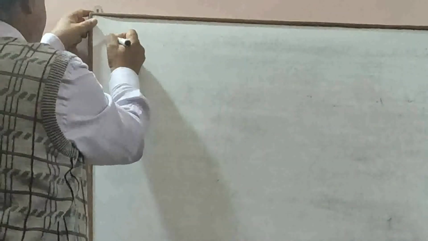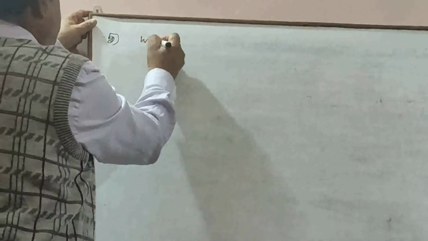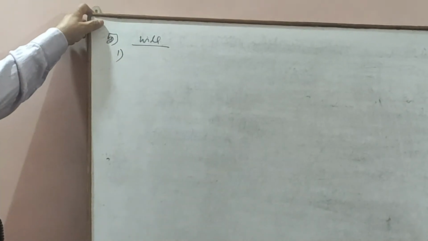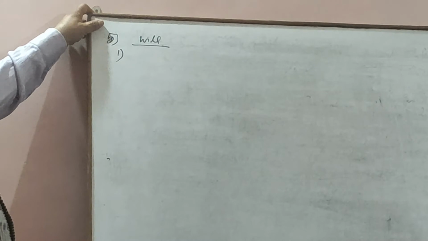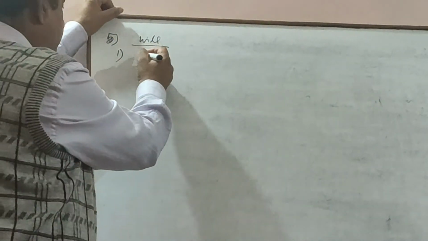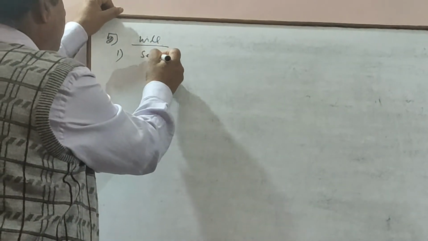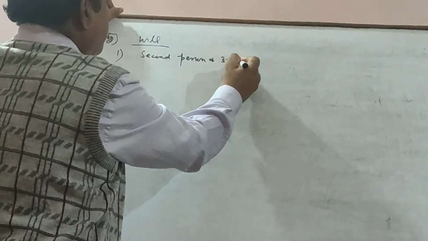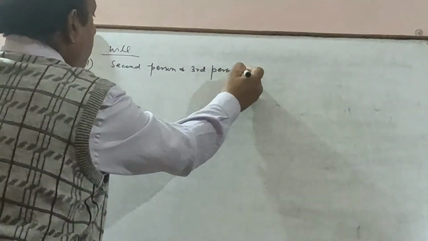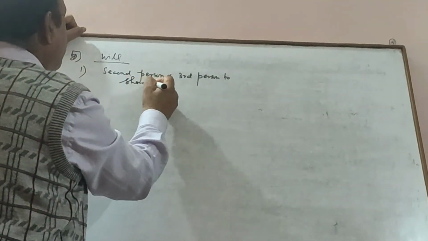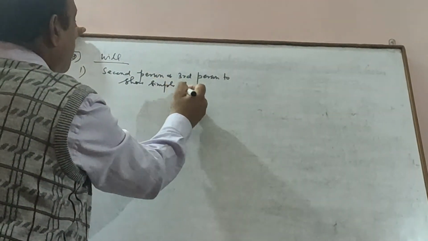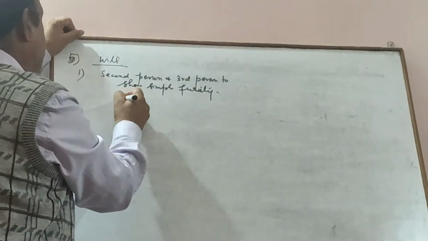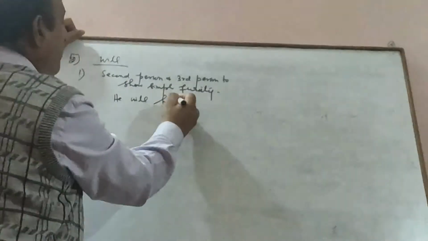Then we have use of will. Will and shall, they are the common modals used in day-to-day conversation. Its first use is, it is used with the second person and third person to show simple future action, simple futurity. He will help you.